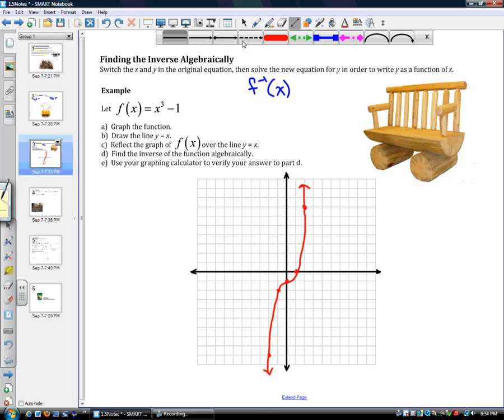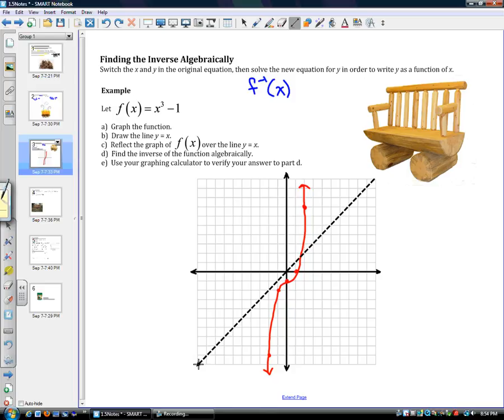Okay, I can do that with my fancy little computer here. Since this is a point 10, 10, then I can just go from 10, 10 to -10, -10, and that is my line y equals x. And I'll label it y equals x, just so Mr. Wilson will be happy. I'll even label my original one as f of x to show the difference between my original function and my inverse function. Okay, next step says reflect the graph of f of x over the line y equals x.